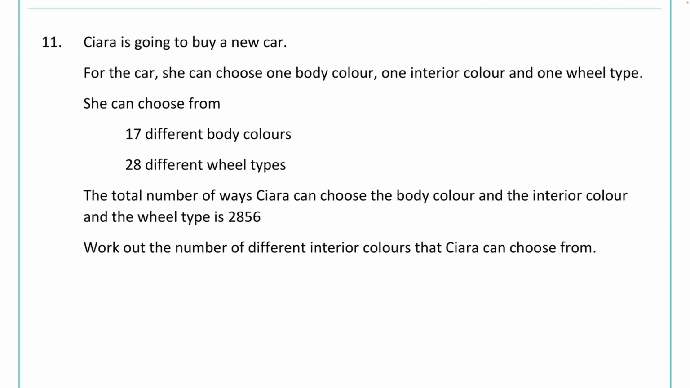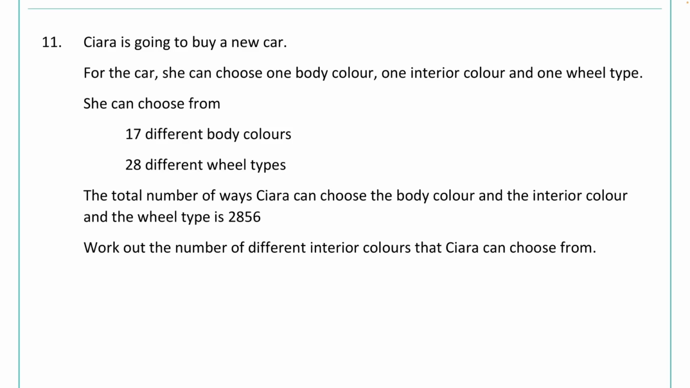We've now got a product rule for counting question. It says here Kira is going to buy a new car. For the car, she can choose one body colour, one interior colour, and one wheel type. She can choose from 17 different body colours, 28 different wheel types, and the total number of ways she can choose the body colour and the interior colour and the wheel type is 2,856. Work out the number of different interior colours that Kira can choose from.